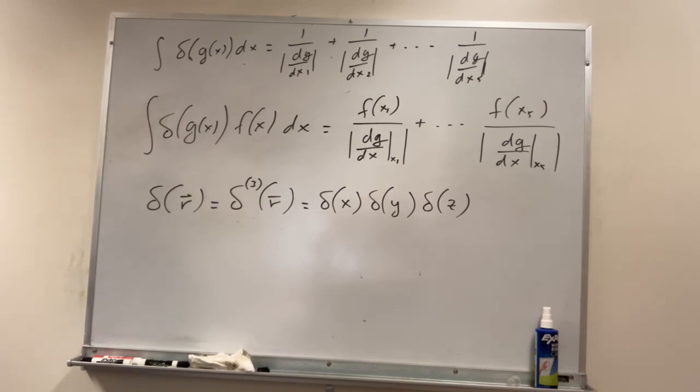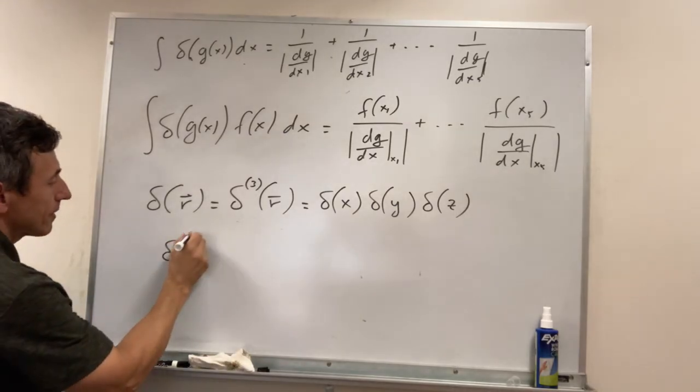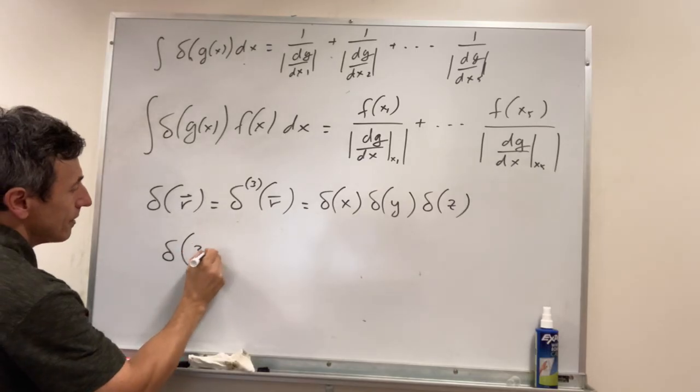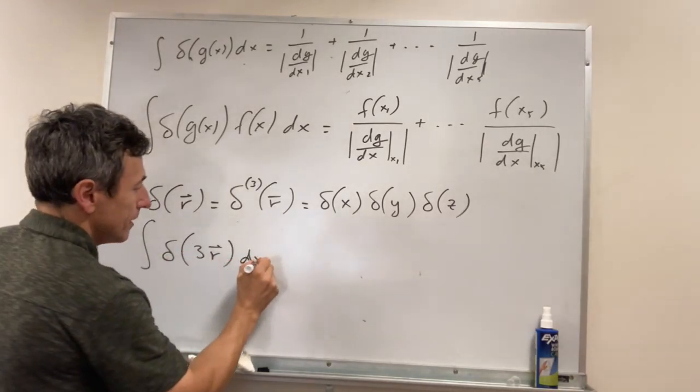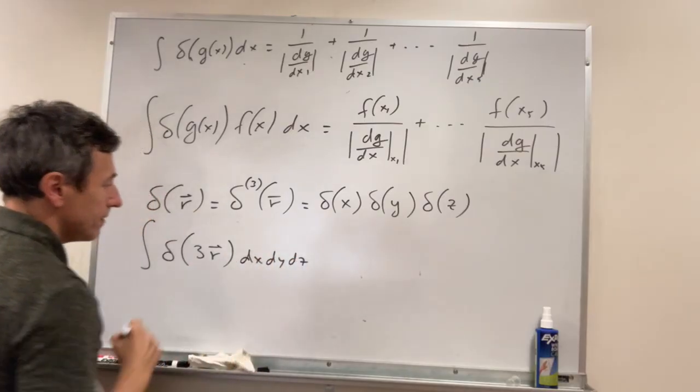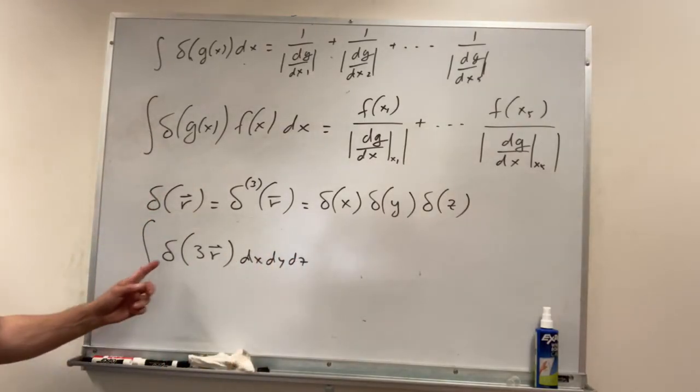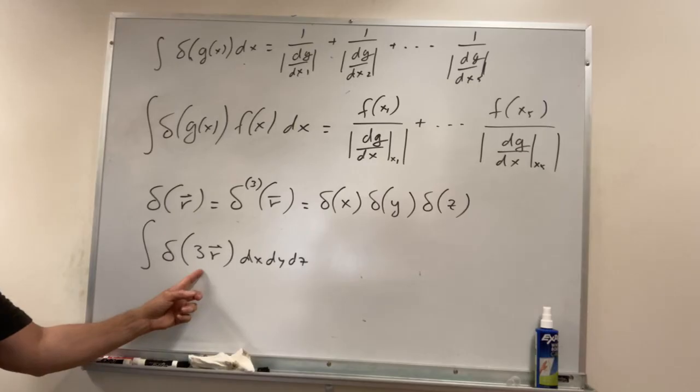So this is a delta function. In this case, you need to be careful when you, for example, do some transformations. For example, if you have a delta function of 3r, and you calculate the integral of this delta function over dx, dy, dz, then it will be, because it's a product of three delta functions.